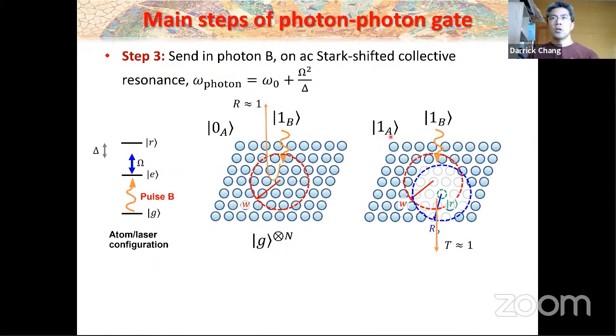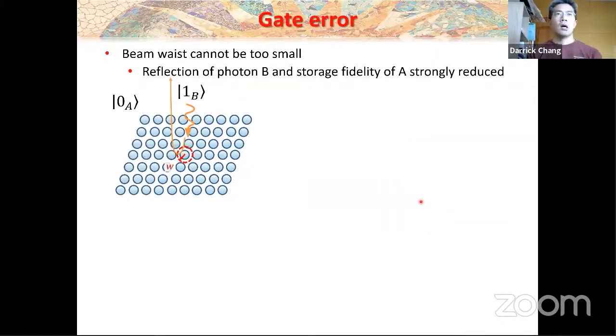On the other hand, if my pulse A had a photon and I stored it as a Rydberg excitation, then when I send in this pulse B, it effectively sees this large hole in my atomic array. So then it's going to be transmitted with high probability rather than being reflected. To understand the gate error, one just has to believe that this gate has some kind of optimization based on the beam waist. And that's easy to see. For example, if I had no photon in A, then if I take my photon B and focus the beam waist down to just one atom or a few atoms, then obviously my reflection won't be anything close to 100%.